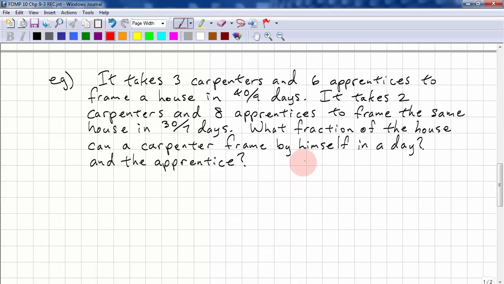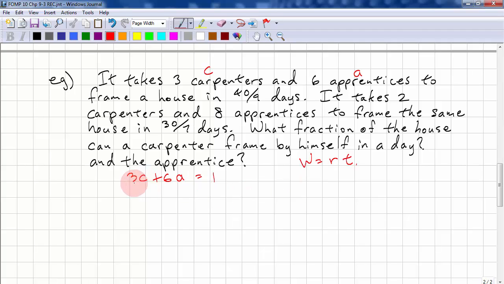Okay, so you should know that work equals rate times time. That is the formula we're using. Next, we need to come up with variables. So logical choice is C and A. We have 3C plus 6A equals, and what does it equal? It equals a house. That's one house.